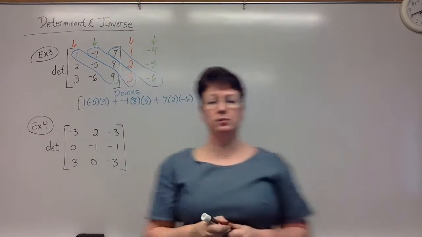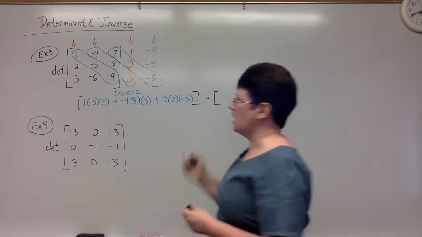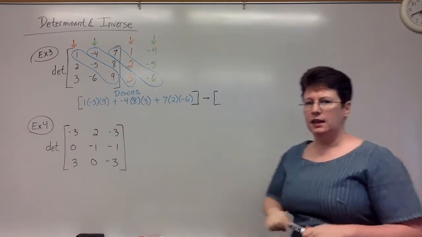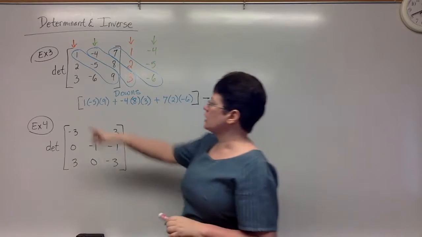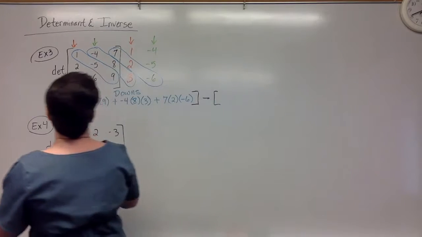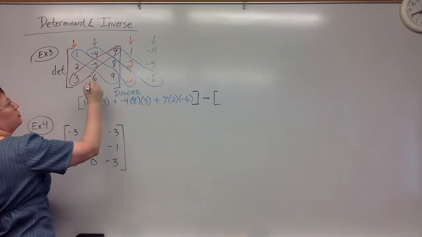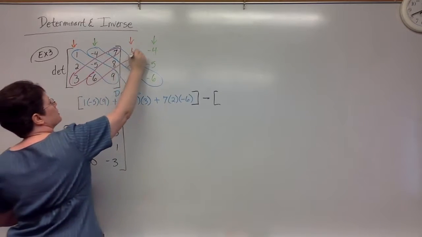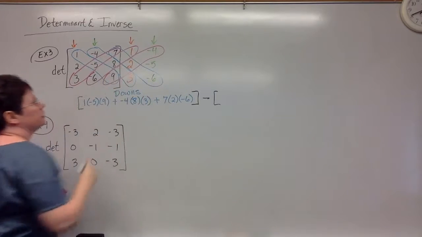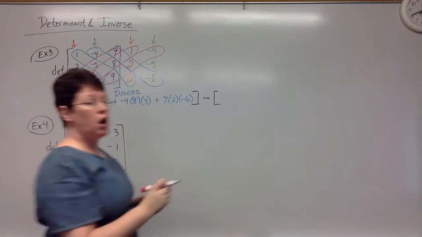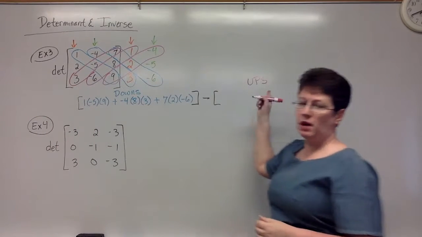So remember when we cross-multiplied, we did the downs minus the ups. You're like, what? There's more? Yes, there's more. Now we got to do the ups. So I got to start at the bottom corner and go up. My first up starts at the 3 and goes diagonally up. Then I do the -6 and I go up. Then I do the 9 and I go up. All right? So we're going to do all of our ups. Remember, it's downs minus ups.